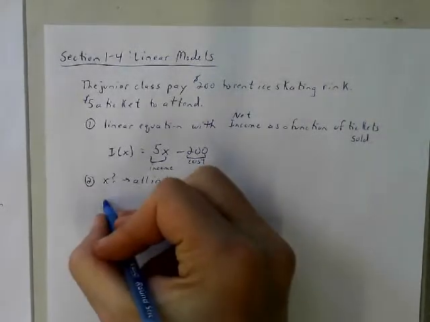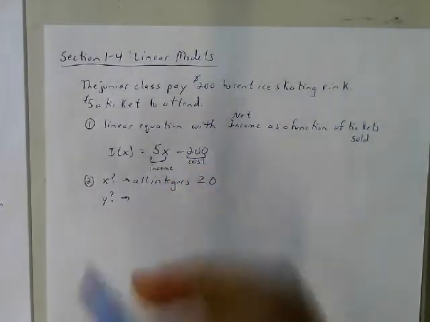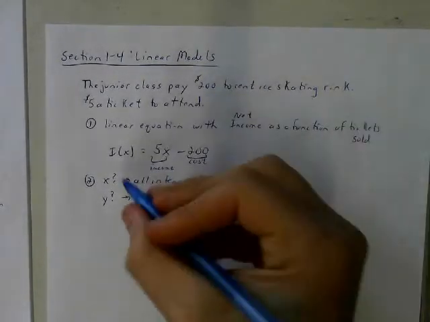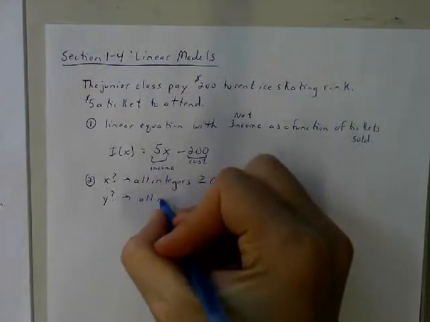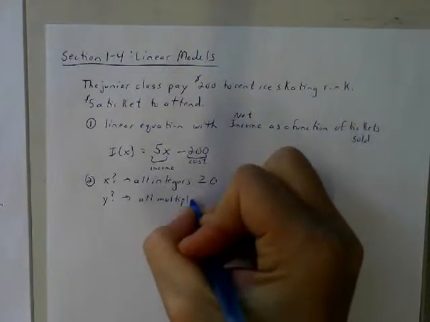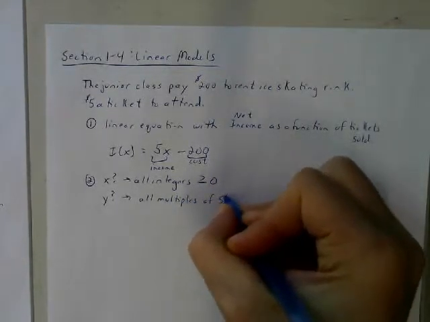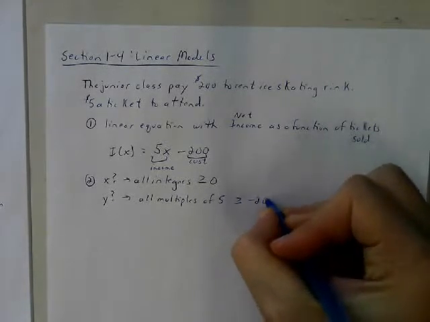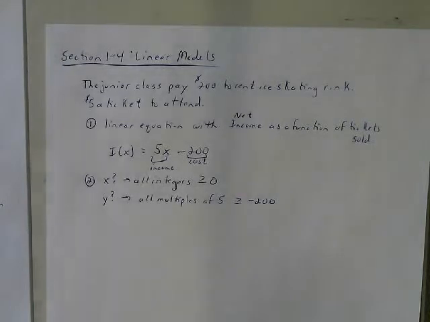Saying that, what could y be equal to? y could be equal to all multiples of 5 that are greater than or equal to negative 200. Because if you don't sell any tickets, you get negative 200. Then it could be negative 195, negative 190, negative 185, counting up until whatever the constraint would be in terms of the number of people who could attend.